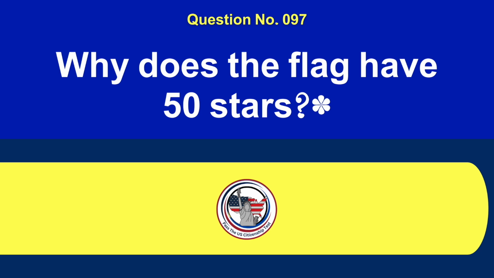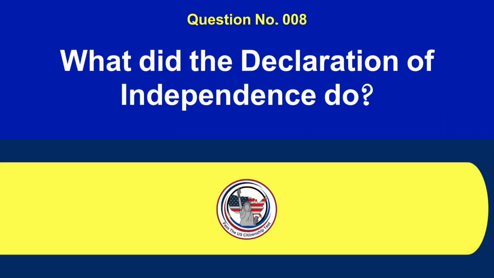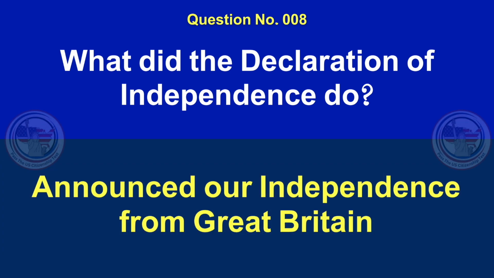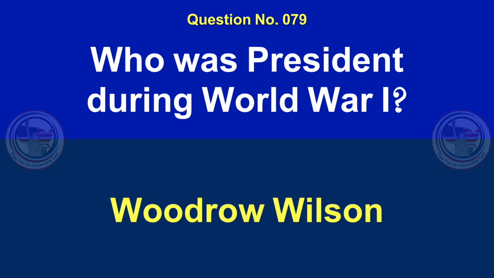Why does the flag have 50 stars? Because there are 50 states. What did the Declaration of Independence do? Announced our independence from Great Britain. Who was president during World War I? Woodrow Wilson.